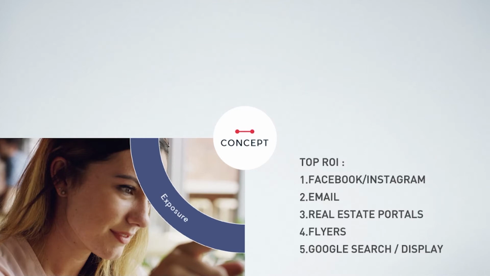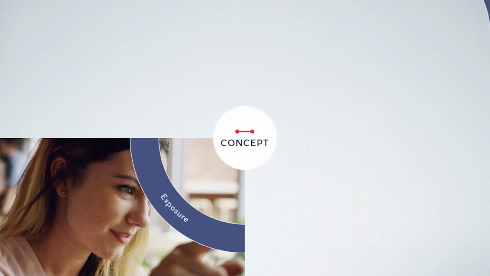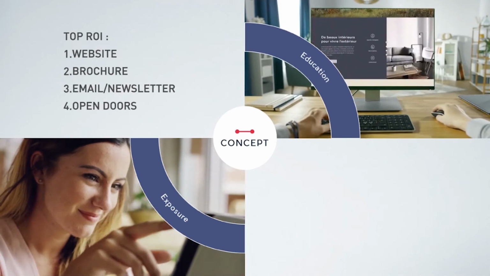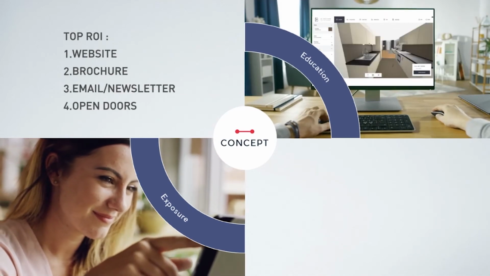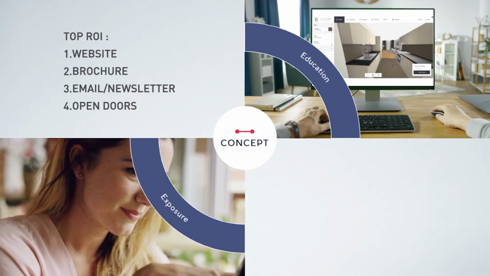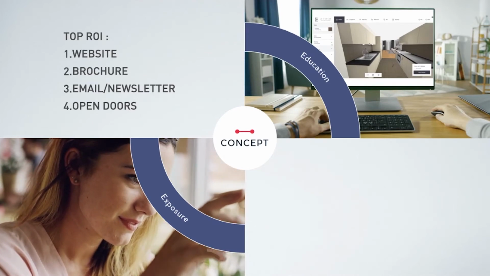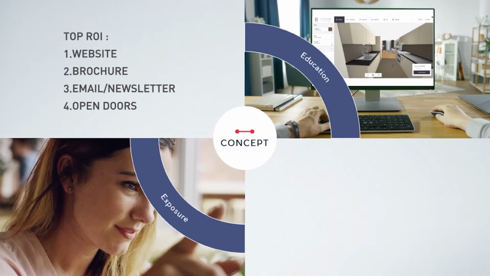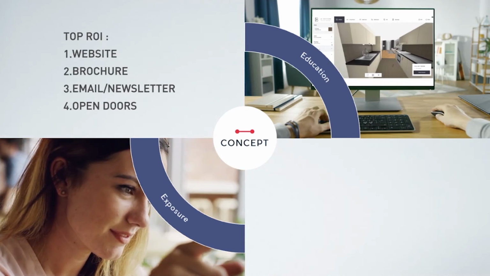Now the second objective will be the education objective, how to best educate your audience. And in order to best educate your audience, there will be four highest ranked return on investment, which one will be the website. So the website you will use to present your project. Number two will be the brochure. And number three, the emailing and newsletter throughout the execution of the project. So the content could eventually evolve. You could have different rounds of emailing or newsletters. And number four will be the open doors, when you will have an event eventually to welcome people to discover the project on site. So that's for the objective of education.